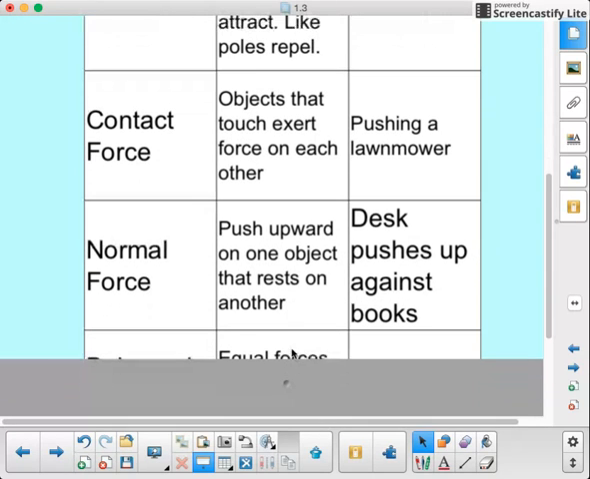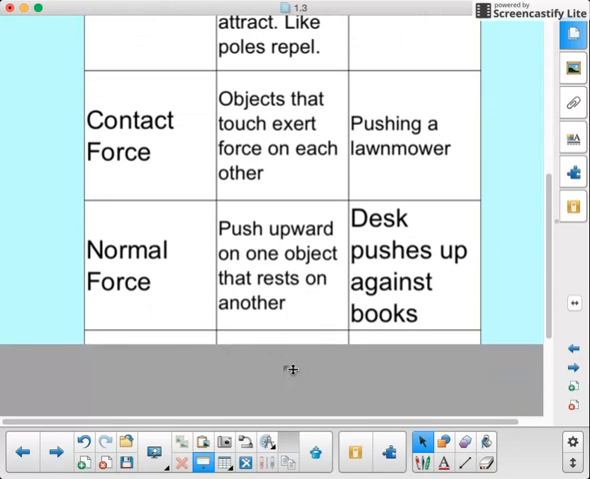Normal forces are all around us, but we tend not to notice them. A normal force is a push upward on one object that rests on another. So for example, as you sit in your chair right now, gravity is pulling your body down toward the chair. The chair pushes back up against your body, and that's what keeps you seated on the chair. Without normal forces, gravity would just continue pulling you down to the floor or even toward the center of the earth.